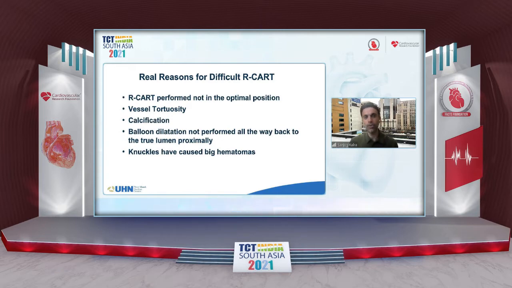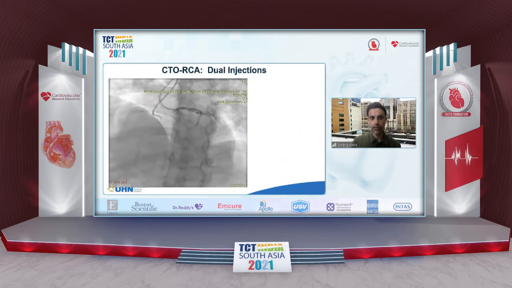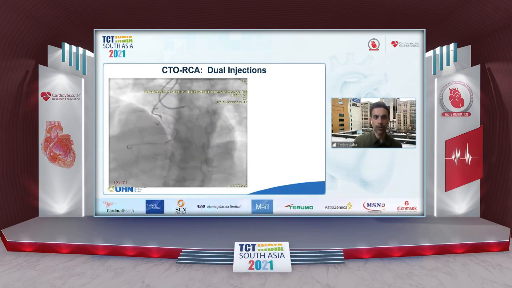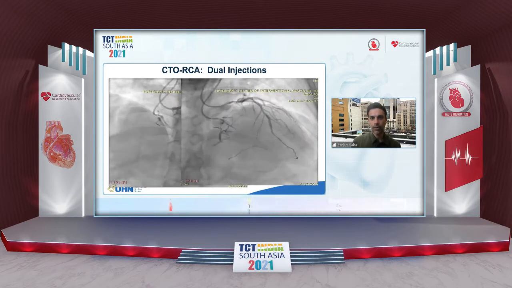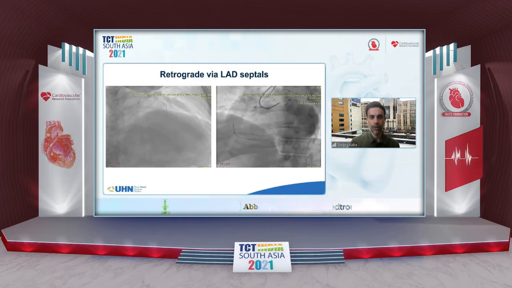So obviously you want to try to perform reverse CART in an area where your wires are closest together. And so this is a way to do that, right? This is one case where it's a fairly nasty looking CTO, very proximal cap there, with reasonable retrograde interventional collaterals from the septum. So the retrograde ends up being crossed without too much difficulty. This is sort of a usual standard septal type of configuration, as you can see.